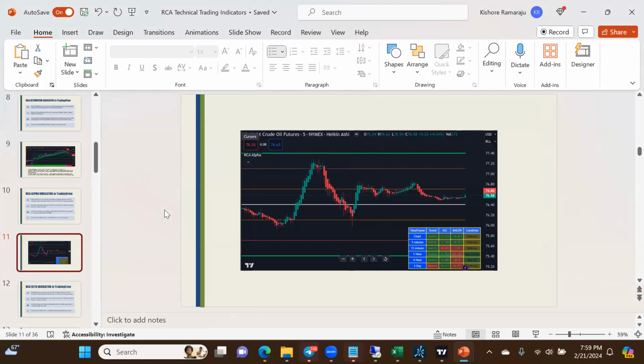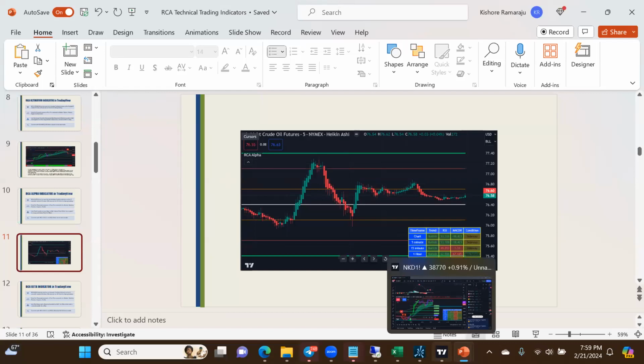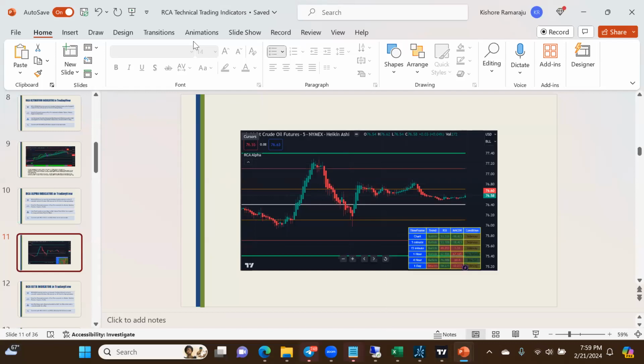Initially, we introduced strategies, but we saw only a few people were able to use them effectively, not everyone. So that's where we thought, let us develop some indicators in TradingView, use them, and then later we can help you with the strategies. So any questions on this one?